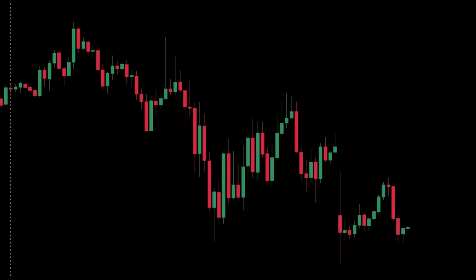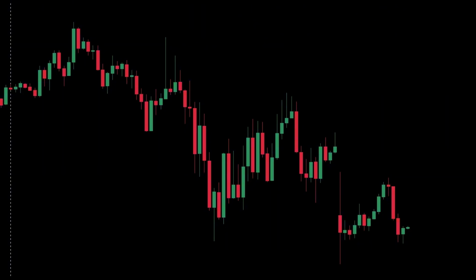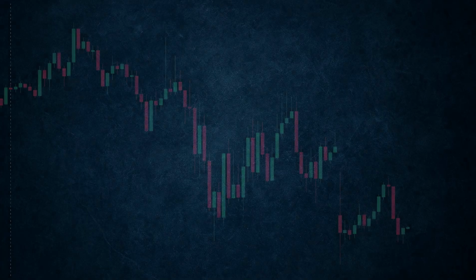Now the definition I use: overnight high and overnight low, midnight to open. That's 12 a.m. Eastern Time to 9:30 a.m. Eastern Time. Then I lock those rails. If you use a different session template on your platform, match it to Eastern Time so your levels line up.